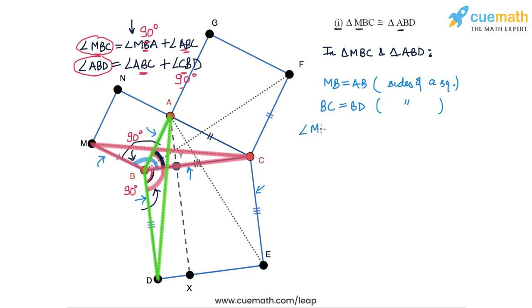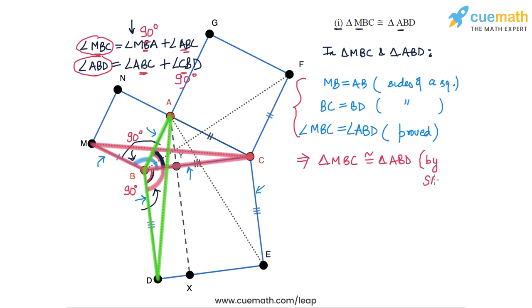So we can write angle MBC is equal to angle ABD, and this is something that we have proved just now by splitting up the two angles into their respective parts. So what we have here is two triangles in which two side pairs and the included angle pair are equal, and this means that the two triangles must be congruent. So triangle MBC must be congruent to triangle ABD, and this is by using the SAS, side angle side congruence criterion. So this proves part 1.